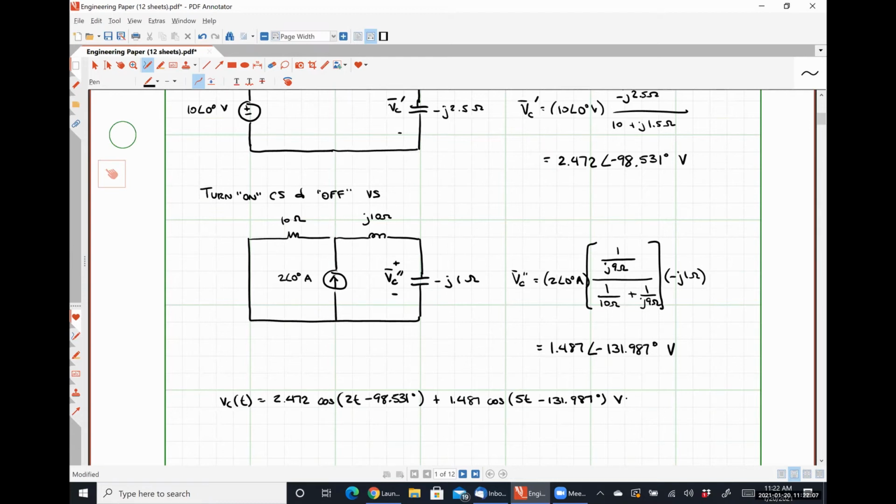In practice, where do you think you might find circuits that have excitations at multiple frequencies? Anybody have any thoughts or anything like that?